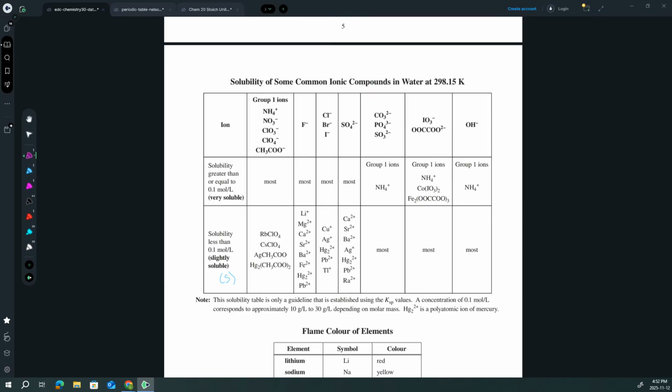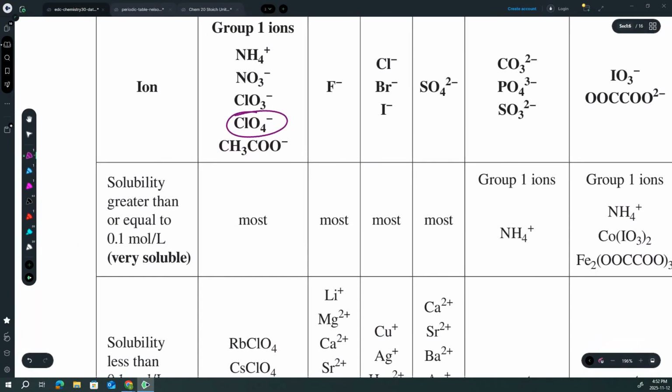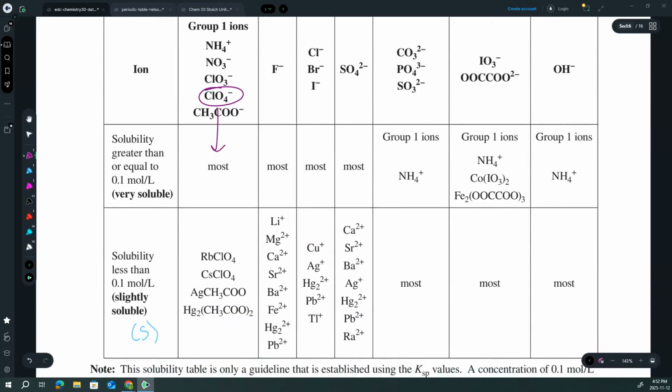So for cesium perchlorate, perchlorate is right here. Most things are going to be soluble with it. Let's just double check that cesium perchlorate isn't in our list of exceptions, because it actually is. So this is going to be solid.